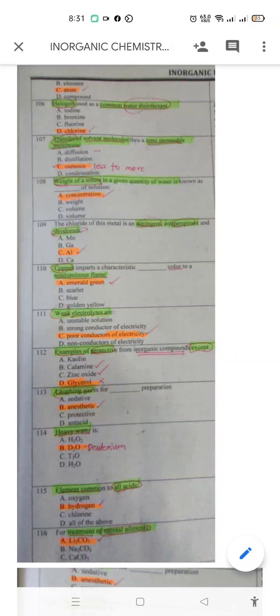So I repeat, for sodium, persistent golden yellow. Kapag potassium, violet. Kapag lithium, carmine red. Kapag calcium, brick red. And kapag cupric, green coloration.